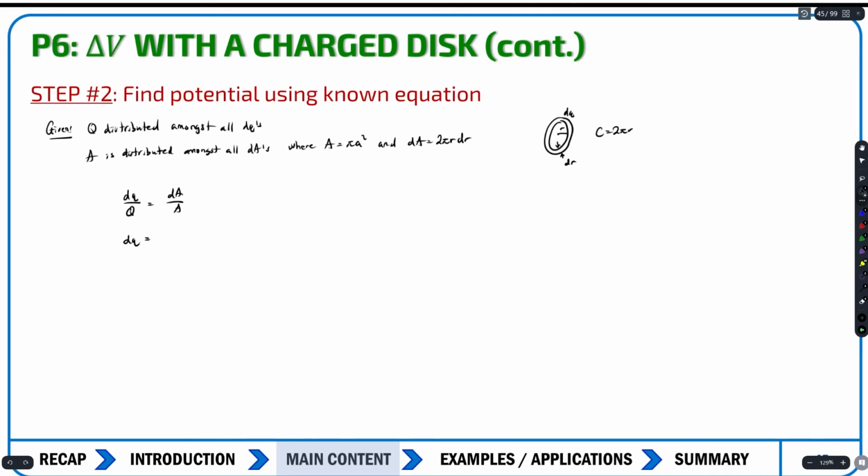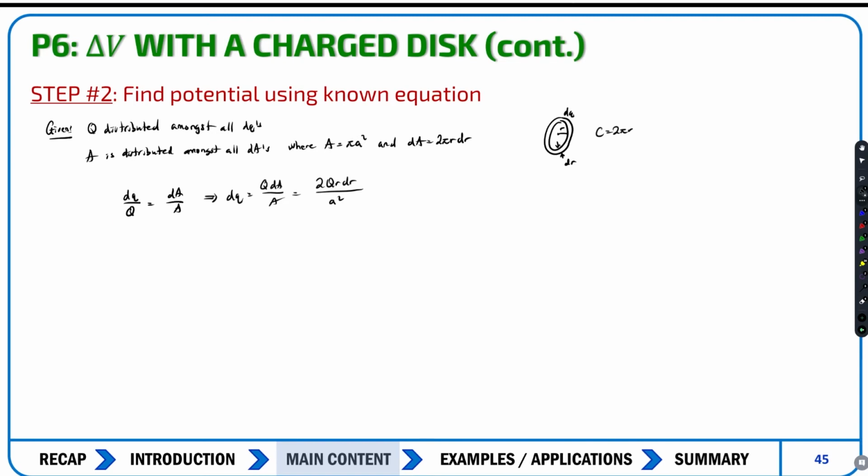and so dq is going to be equal to Q dA over A, which is equal to, let's see, 2Qr dr, the pi's cancel out, and you have a squared. So that's the relationship for dq that you can have. And keep in mind, this is a shortcut because we can use algebra to solve for this.